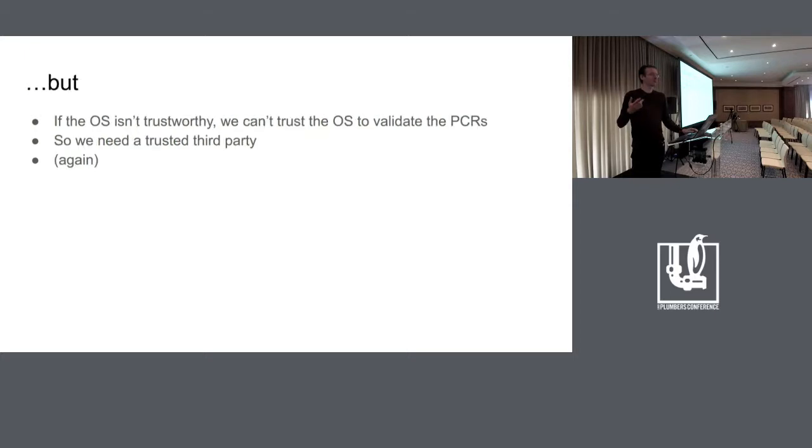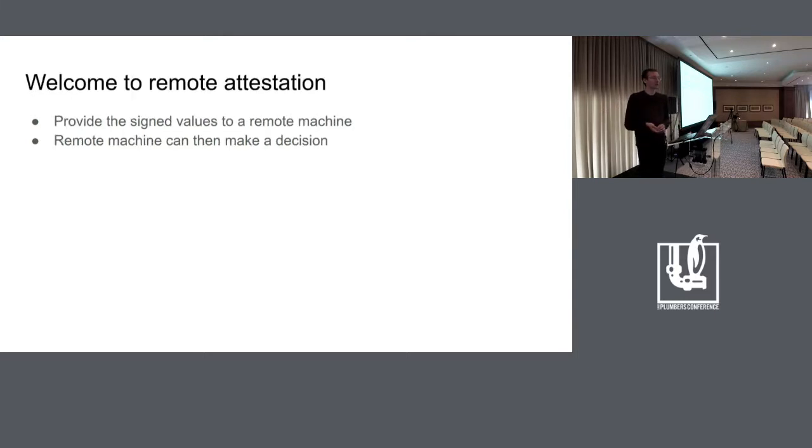But if the operating system is the thing that's asking the TPM for this information, and if the operating system is something that makes a policy decision based on this, a malicious operating system can just ignore the fact that the values were not the ones that were expected and can do whatever it wants to do anyway. So in order to handle this attestation in a meaningful way, we need a trusted third party at the other end. And this is where remote attestation comes in.